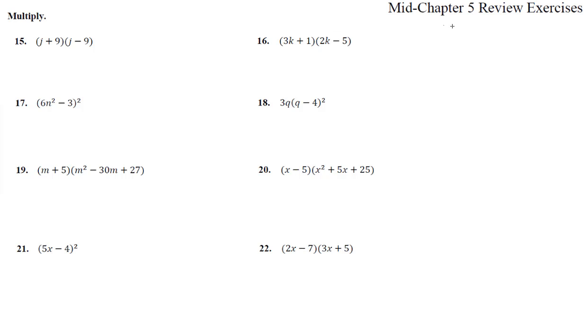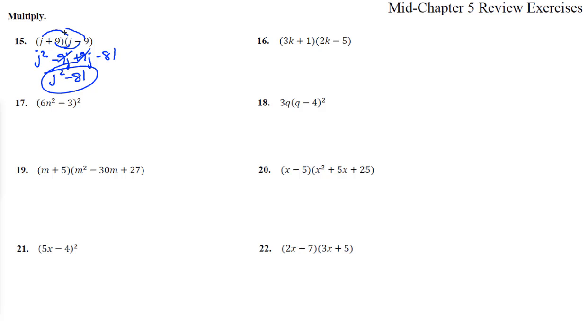Here we are in mid-chapter 5 review exercises numbers 15 through 22. We're multiplying polynomials, and all of these we're going to be doing super distribution. This one is going to have a monomial come in at the very end, but let's go ahead and do these. The j jumps in here and we get j squared minus 9j. Then the 9 goes in and we get a plus 9j minus 81. The middle terms cancel and we're left with j squared minus 81.